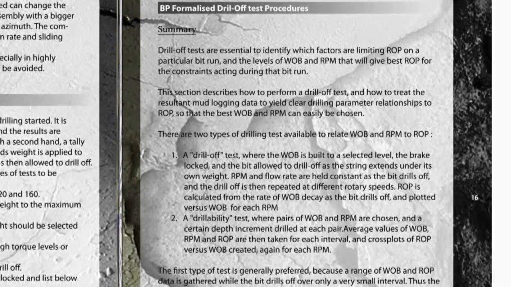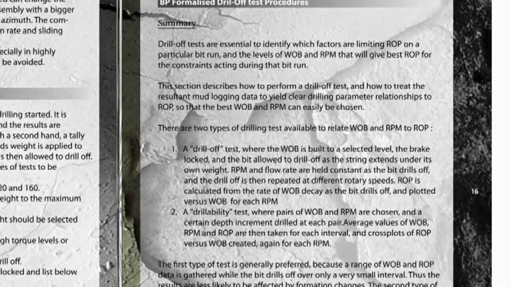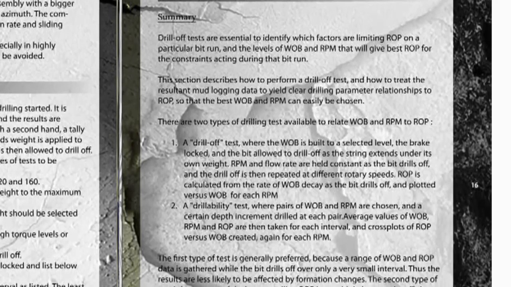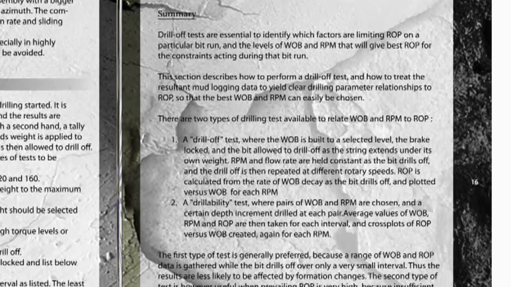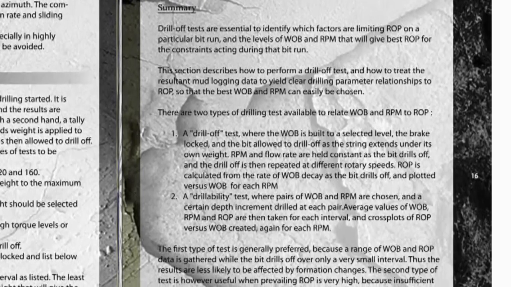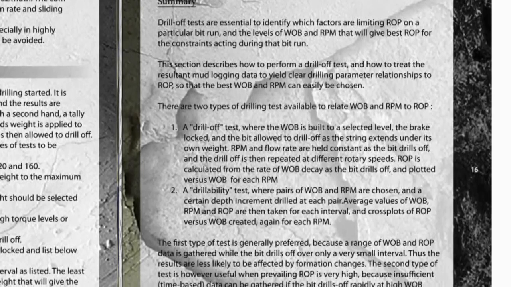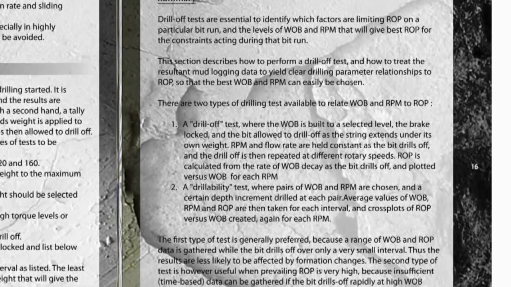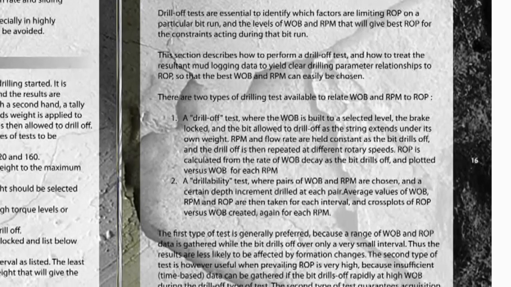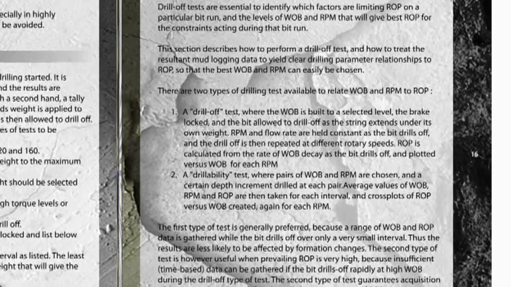There are 2 types of drilling test available to relate WOB and RPM to ROP. 1. A drill-off test, where the WOB is built to a selected level, the brake locked, and the bit allowed to drill off as the string extends under its own weight. RPM and flow rate are held constant as the bit drills off, and the drill-off is then repeated at different rotary speeds.